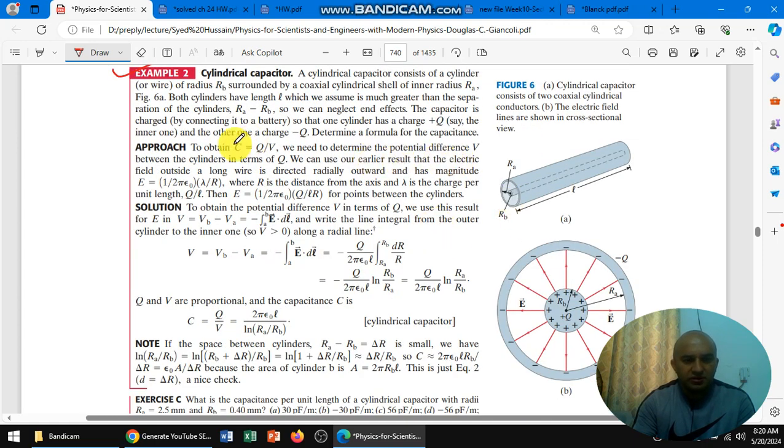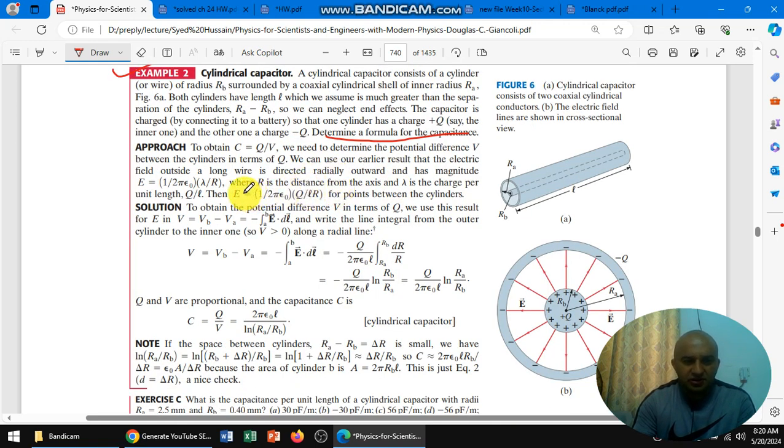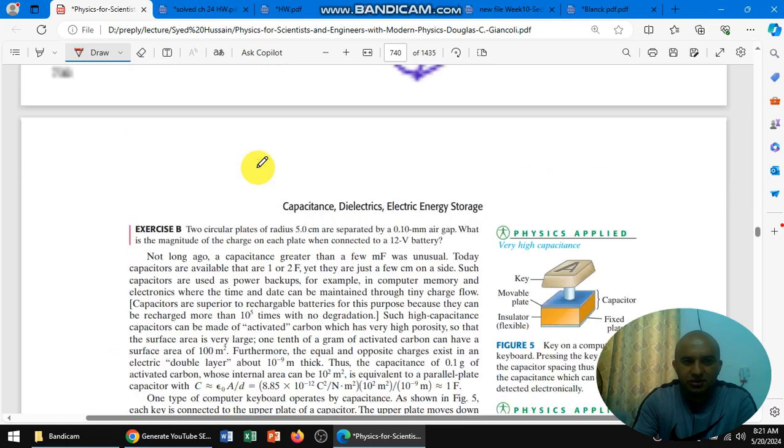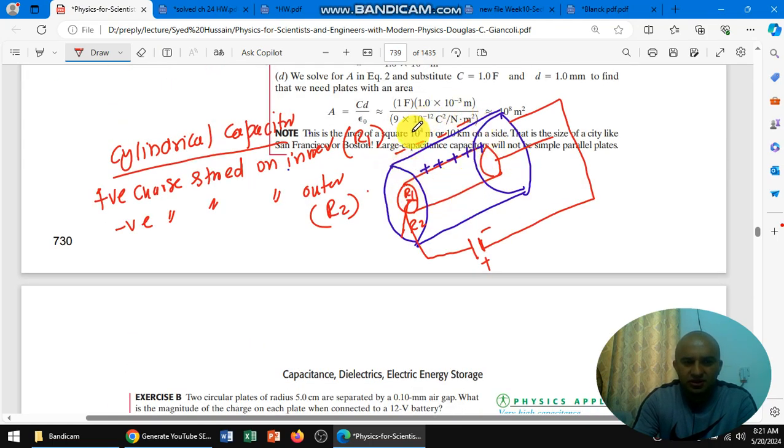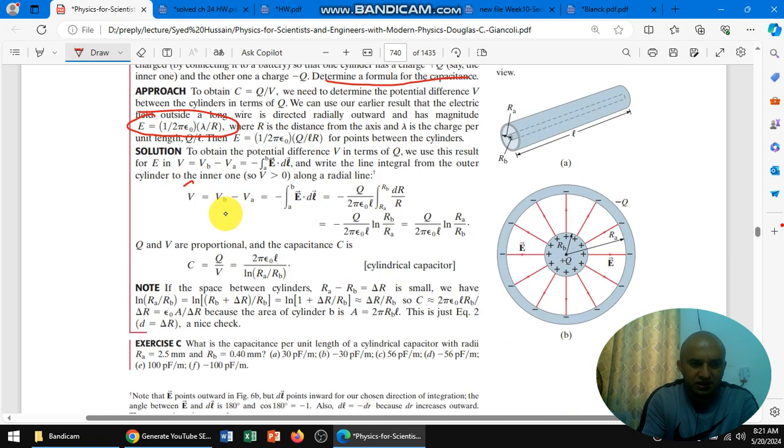We have a cylinder and we need to determine the formula for capacitance of the cylindrical capacitor. In order to derive it, we use the previous formula for intensity E. There are three simple steps. In the first step we give a charge on the capacitor, then we solve for intensity E, then we solve for V, and then we solve for C. So first we find the electric field intensity E.